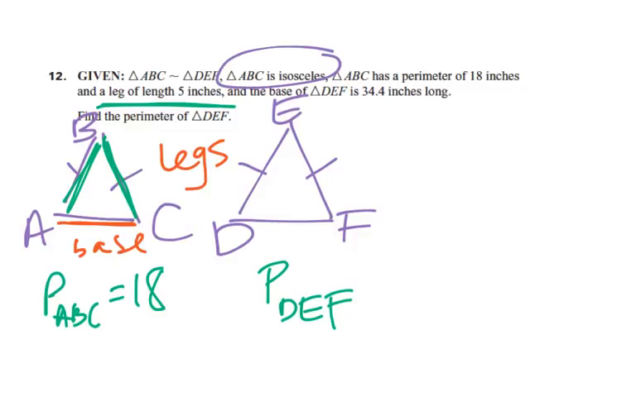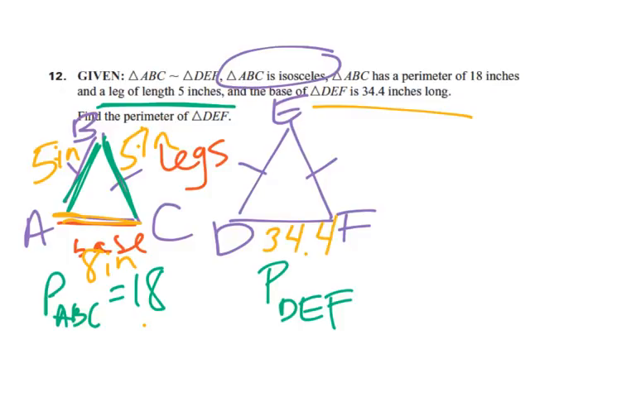Okay, so we're told the legs are 5 inches. So 5 and 5. And we're told the overall perimeter is 18. That means I actually know what my base is. If I have 5 and 5 and the total perimeter is 18, my base is 8 inches. Okay, we are also told that the base of DEF is 34.4 inches.